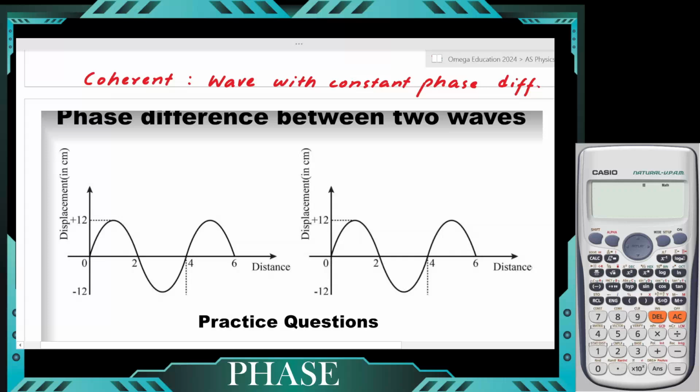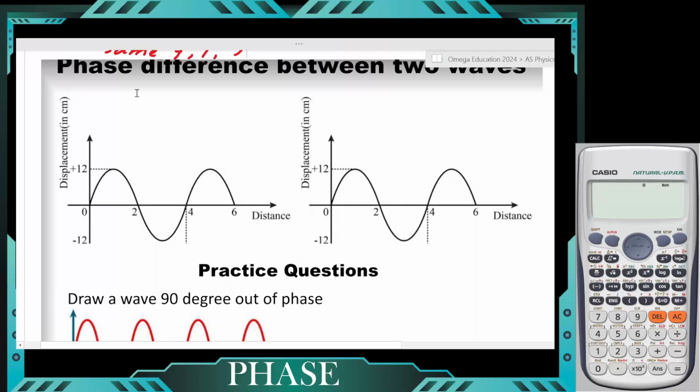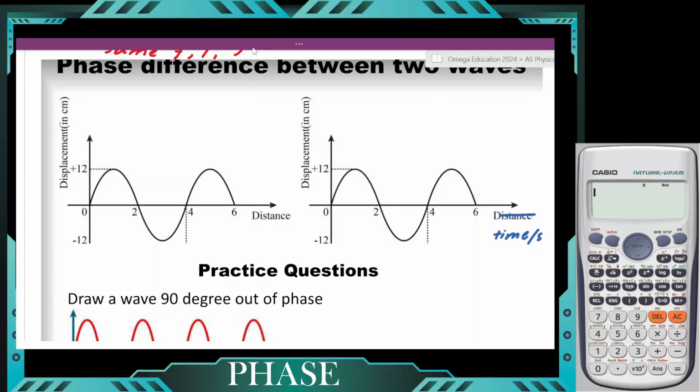And also, if two waves have the same frequency, then automatically their phase difference would be constant throughout. If they have the same time period, which is once again just saying that they have the same frequency, then they would always be coherent because they would have the same phase difference throughout. Once again, they can ask you to find the phase difference between two waves through a displacement distance graph and through a displacement time graph. Just change the next one to displacement time. So for the first one, I'm going to draw a situation.